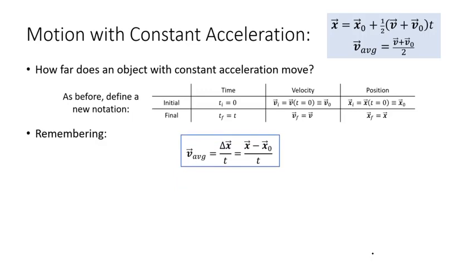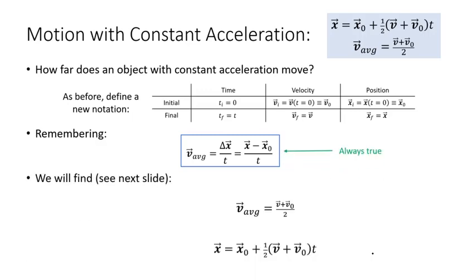Okay, so with that in mind, we're just going to remember our definition for the average velocity. So remember, V average is delta X over T. In this case, it'll be just T because delta T is really T final minus T initial. T initial is 0, so I just end up with T. And so I could rewrite this as X minus X naught, that's X final minus X initial, divided by T. Okay, and this equation is always true.